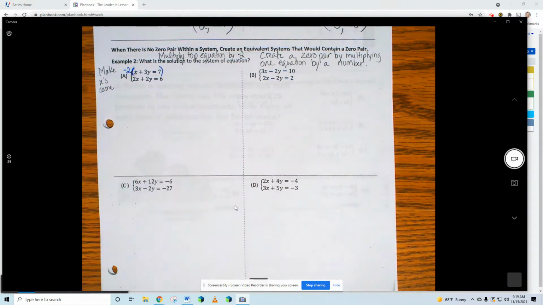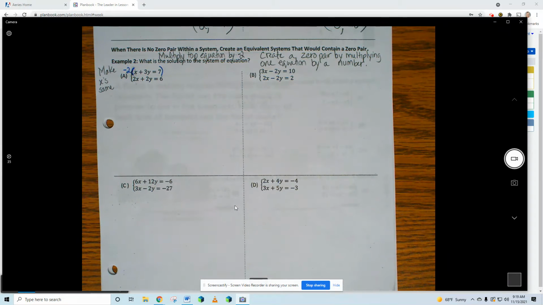Can you please talk at your table? Why did I choose to multiply by negative 2? Tell the people at your table, why am I multiplying by negative 2? Talk, go.